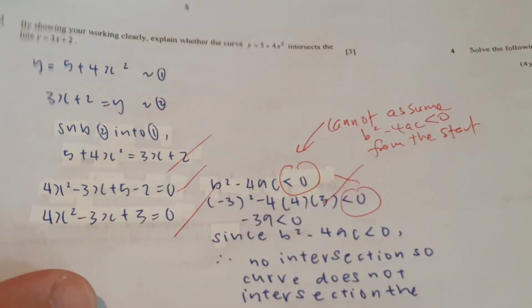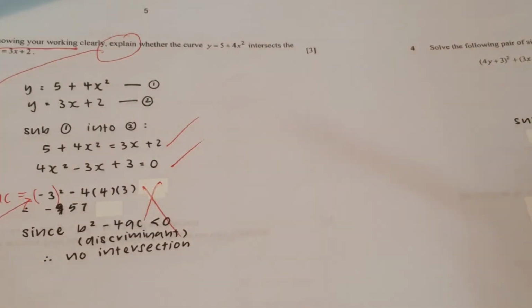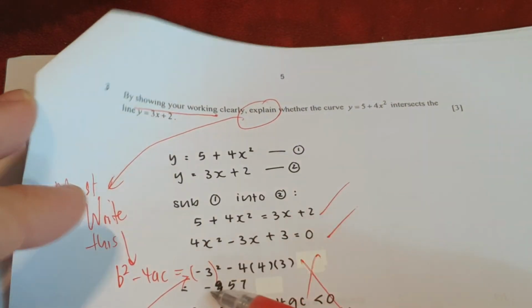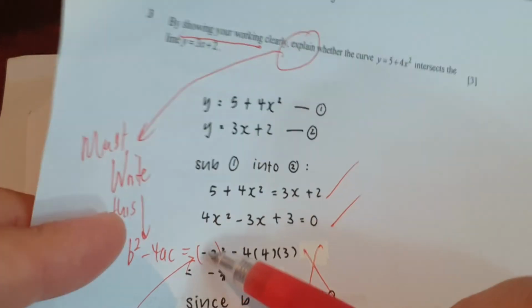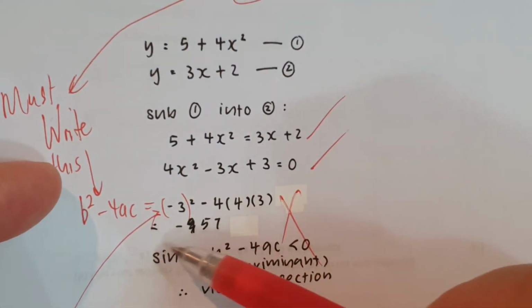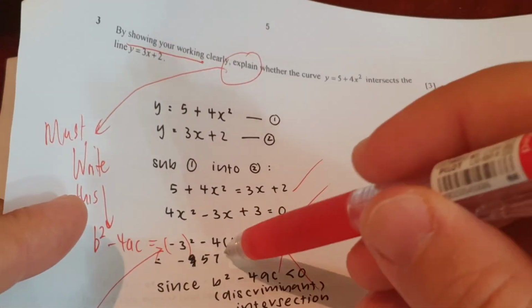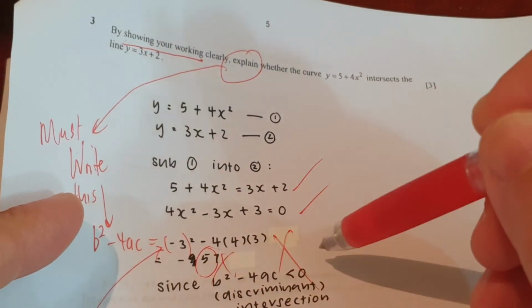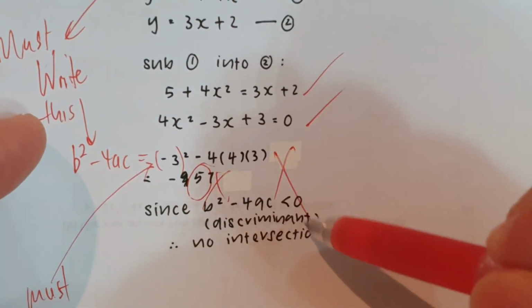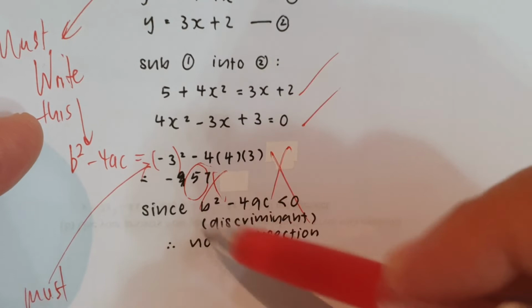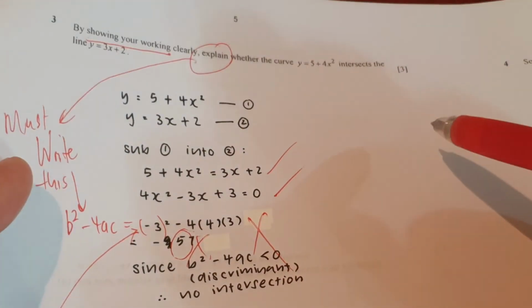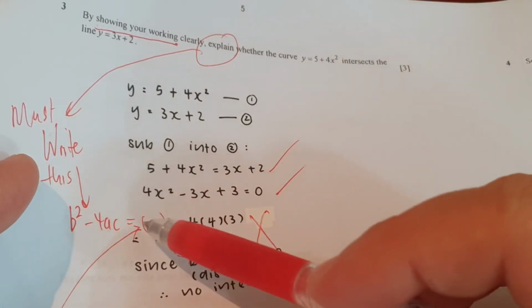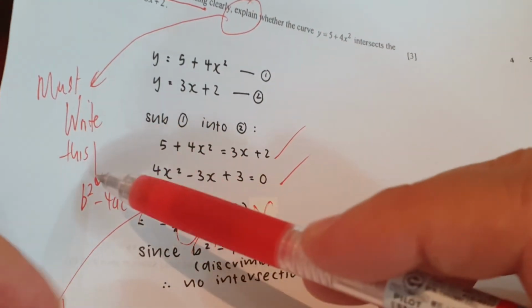Okay, next mistake is, you cannot just straight away write like that without brackets. Because you didn't put brackets, that's why you couldn't get the correct answer. This is wrong. And although you made the so-called correct conclusion, because of your wrong working, we cannot give you any marks. So you must put brackets and must write this.